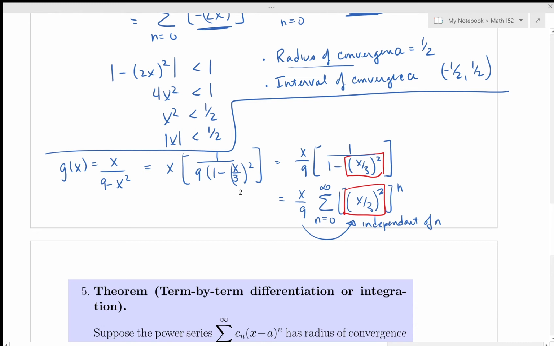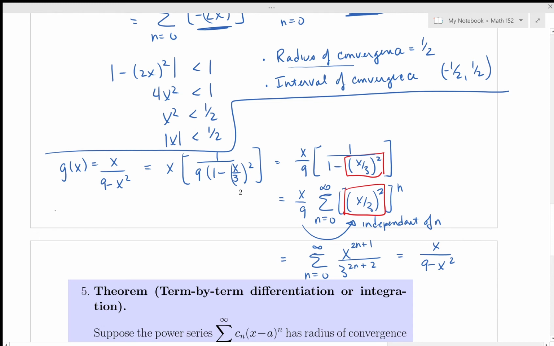That's an important thing. So I move that in, and then I rewrite this, and it looks like this: the sum of n equals 0 to infinity of x to the 2n plus 1, divided by 3 to the 2n plus 2, and that is equal to x over 9 minus x squared for some values of x. And let us figure out what values of x those are.